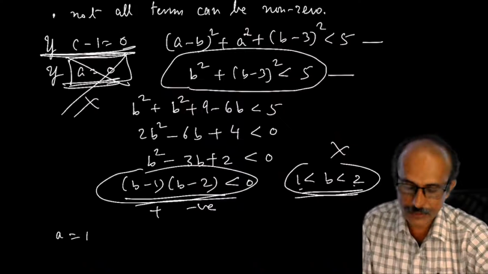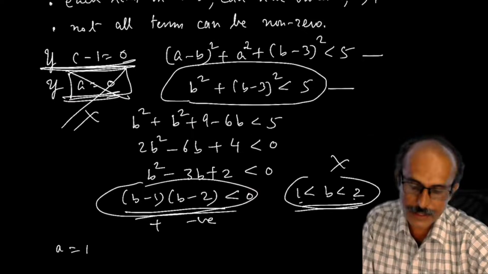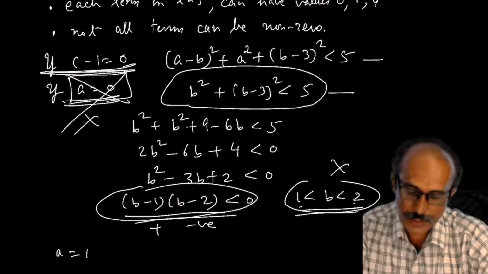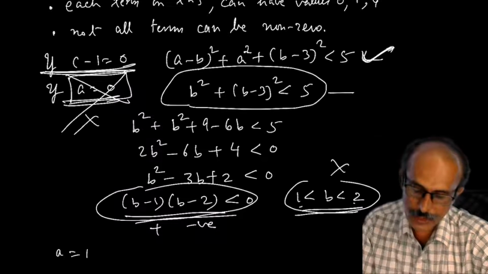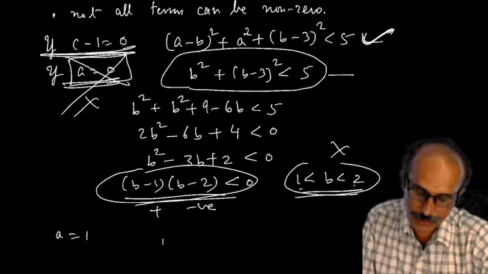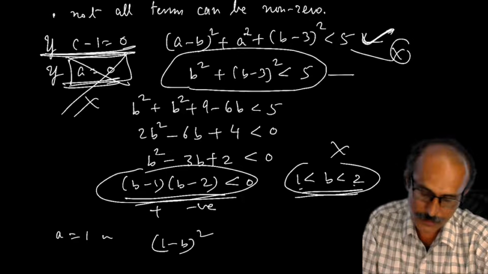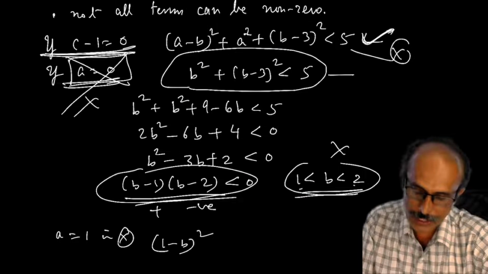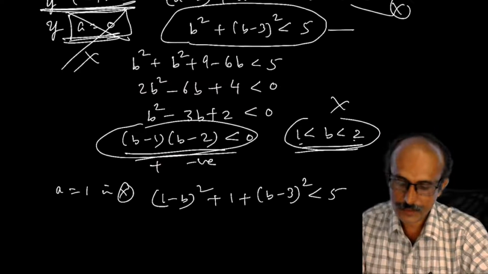If a is equal to 1, what happens to the inequality? So we get the inequality like this. Look at the inequality. First, c minus 1 is 0, so we have this inequality. Now I put a equal to 1, so I am getting the following. That is (1 minus b) square. I am putting that in this star. So (1 minus b) square plus (1 plus b minus 3), that is (b minus 3) square, less than 5. Correct?